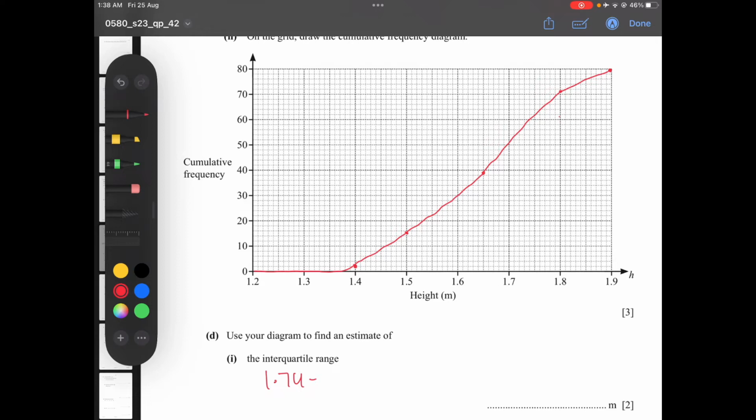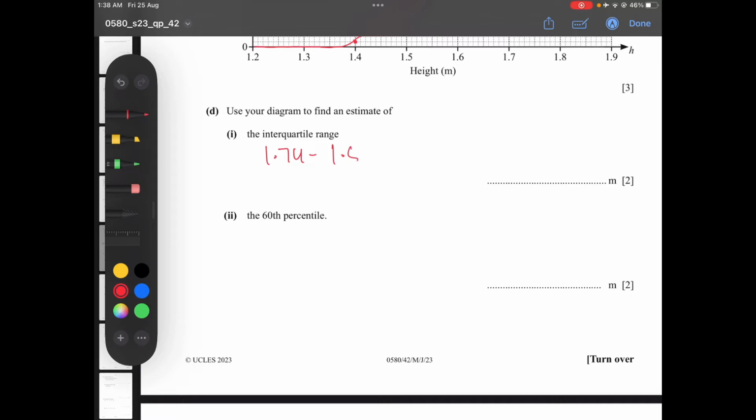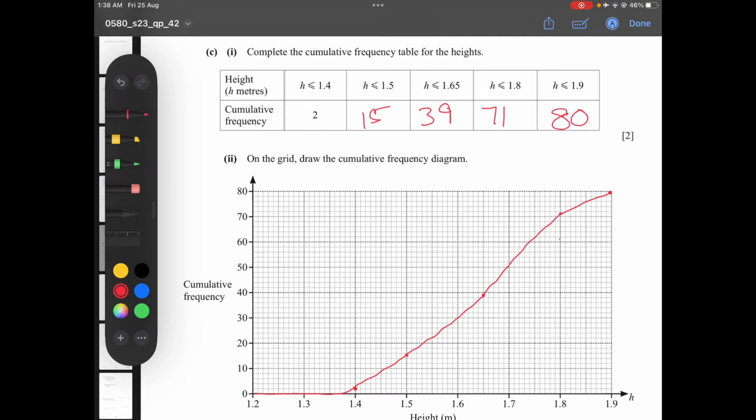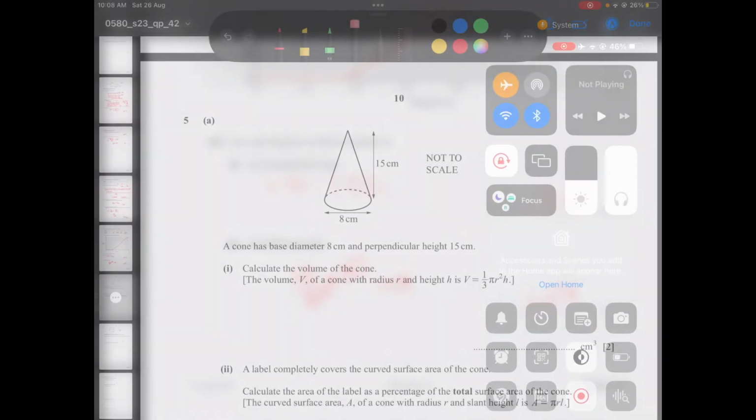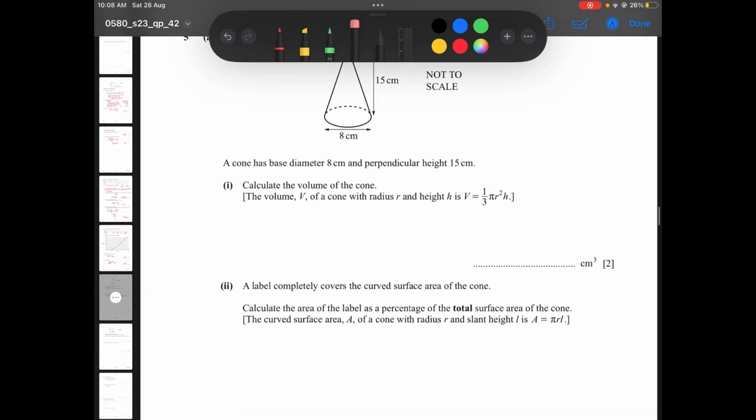So 20 is going to be 1.53. If we minus that, 1.74 minus 1.53, it's going to give us 0.21, the 60th percentile. 60 out of 100 on 80 should give us 48. What do we have on 48? 1.69 meters. So yeah. Alright guys, it's time to move on to question number 5.